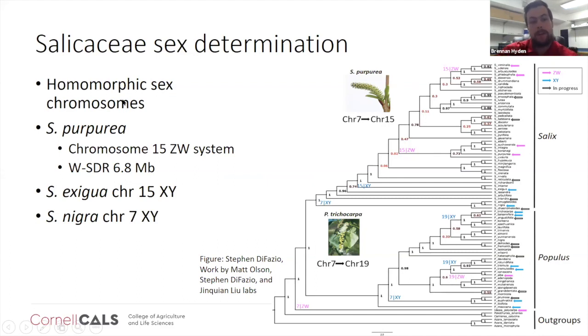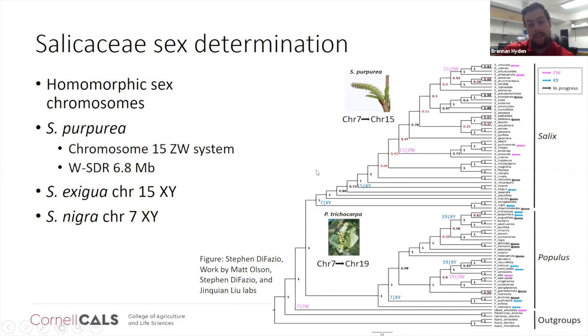So Salix purpurea has a ZW system that's present on chromosome 15, and this takes up about 6.8 megabases, which, as I mentioned earlier, has about 400 genes, and that's about 40% of chromosome 15. So the other 60% of that chromosome is essentially an autosome. So this presents a pretty big challenge when trying to determine master regulators of sex. And so most of the other shrub willows, like Salix purpurea, seem to have a chromosome 15 ZW system.